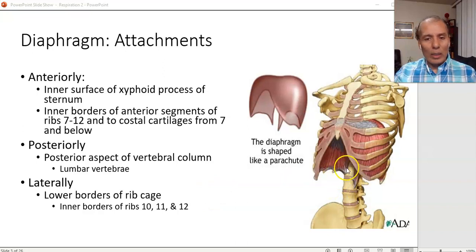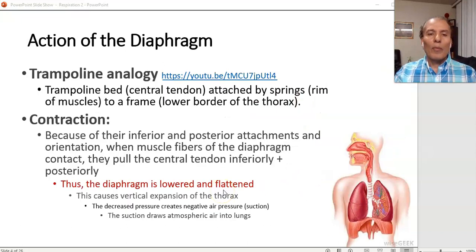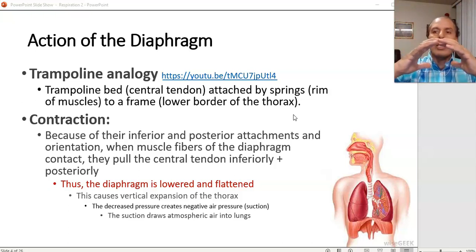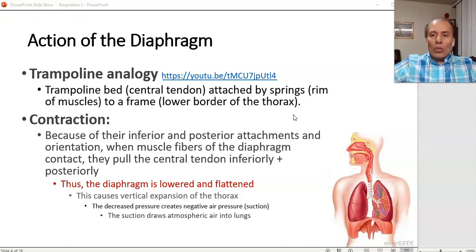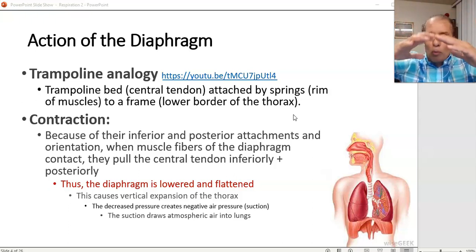And on the side here also, it is connected to ribs number 10, 11, and 12. Here's number 10, 11, and 12. If you click on this video, you'll see the parachute game that children play at school. You notice when they get it up and it becomes like a dome, kids are holding on the edges, and in order to bring down that dome, they have to pull two things: pull down and out. When you pull down and out, the top of the dome comes down.